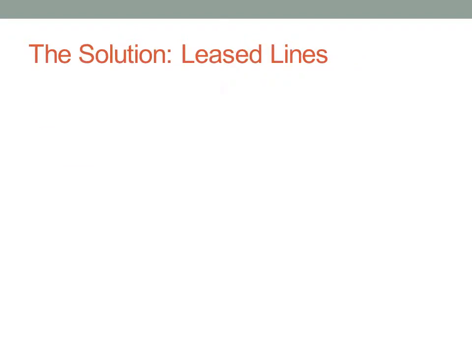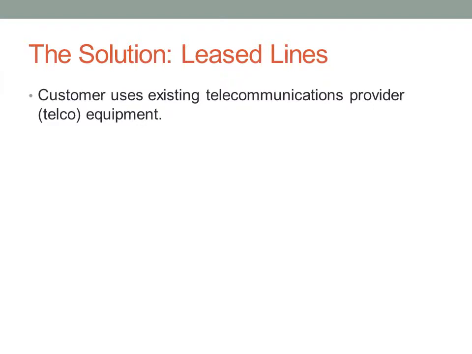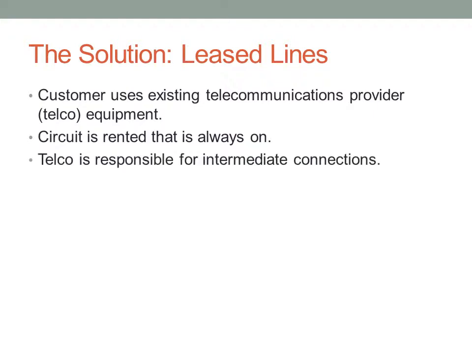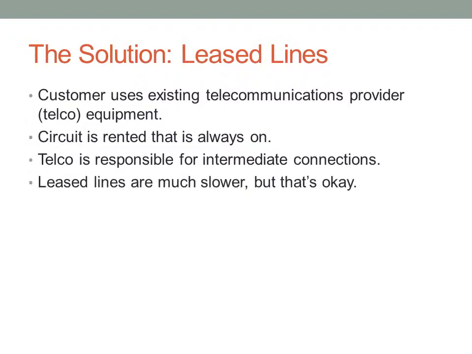So the solution to this is leased lines. Leased lines use existing telco equipment to basically provide a simple data connection that's always on. The idea here is that you rent the circuit from the telephone company, they provide a switched circuit for you, and the circuit's on. It doesn't run at a very high bandwidth, but that's okay. Telco is responsible for intermediate connections, so you don't have to worry about trying to bury lines on other people's property. And the leased lines are much slower. We don't have to worry about that, at least for now. And if you do need a faster line, then you pay the telco more.